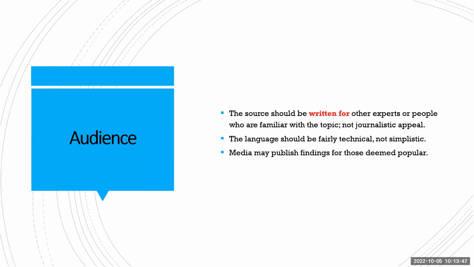So the language in scholarly sources is written at a higher level. Again, remember, the purpose of scholarly communication is to share information, and these scholars are experts in their field. So the language is going to be obviously at a much higher level. They use, for example, specific terminology that's common in that field.